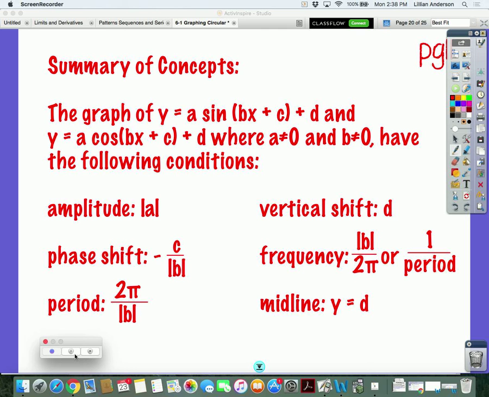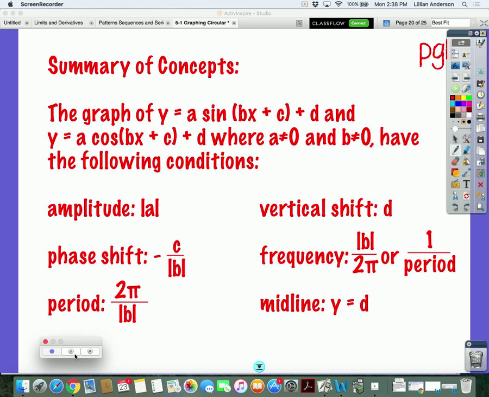Remember, amplitude is the absolute value of a. Amplitude is the height of the wave, the sine or cosine wave, okay? The phase shift is, of course, negative c over b. Again, we're talking about this form where the b is on the inside. We find our period by doing 2 pi divided by the absolute value of b. Our vertical shift is d. Our frequency is the reciprocal of our period, or absolute value of b over 2 pi.